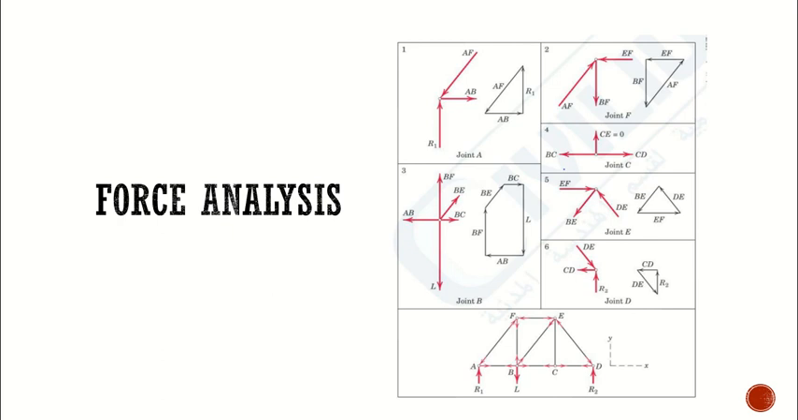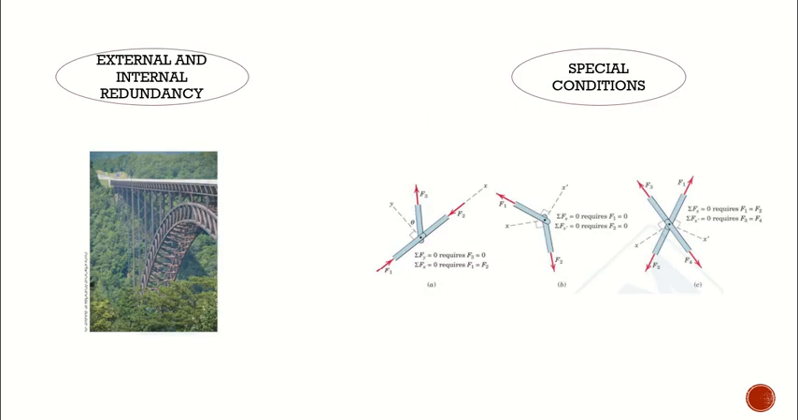Sometimes we cannot assign the correct direction of one or both of the unknown forces acting on a given pin. If so, we can make an arbitrary assignment, and if the calculated force value is negative, it indicates that the assumed direction is wrong. Internal and external redundancy.